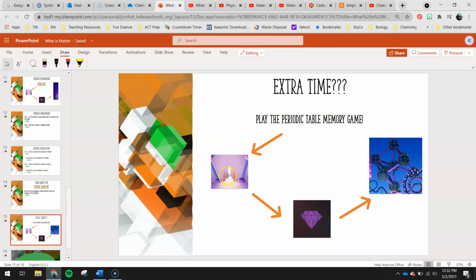And if you find that you have more time than the 100 minutes in class, so you got done a little early, you can go ahead and play this periodic table memory game. Follow the link right here in Nanospace. That should already be open for you. If not, it's back up on slide 11.